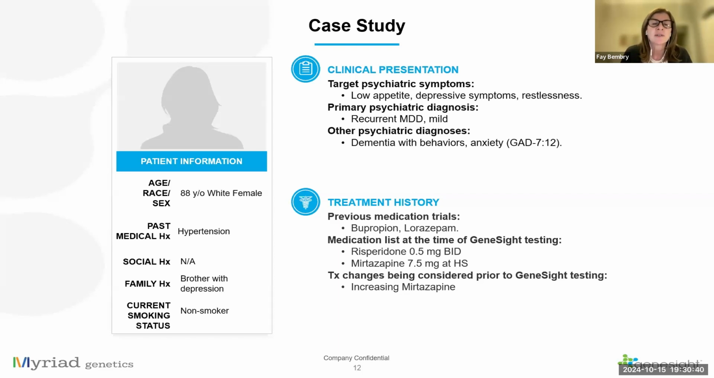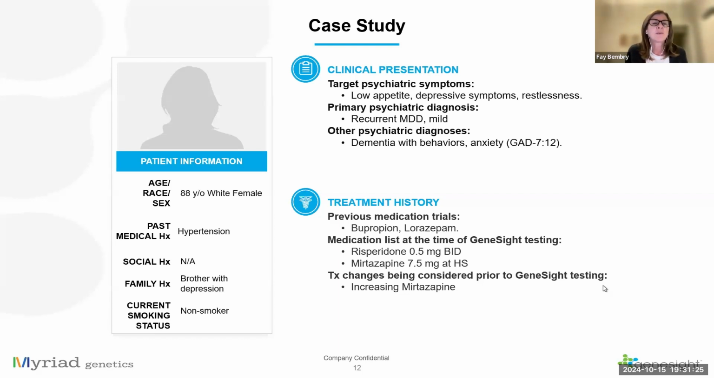We did know that previous medication trials included bupropion and lorazepam. These either didn't work, or in the case of lorazepam, made her more confused, which can happen with benzodiazepines in older patients. At the time of GeneSight testing, she was on risperidone 0.5 milligrams twice daily. This had been started by her primary care doctor prior to admission to the facility to help with agitation and anxiety related to her dementia. She was also on low-dose mirtazapine, 7.5 milligrams at bedtime.